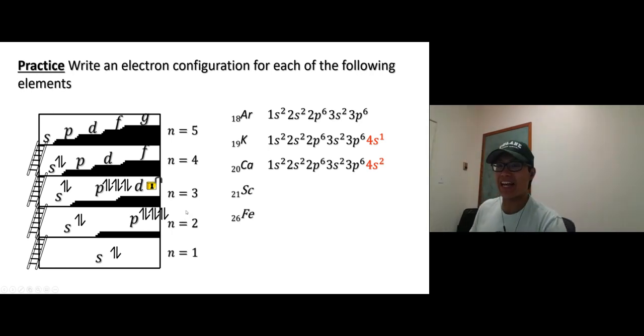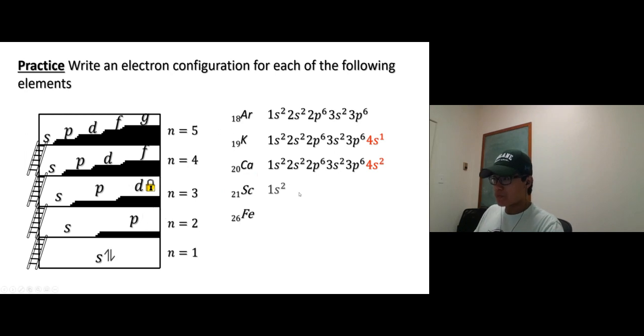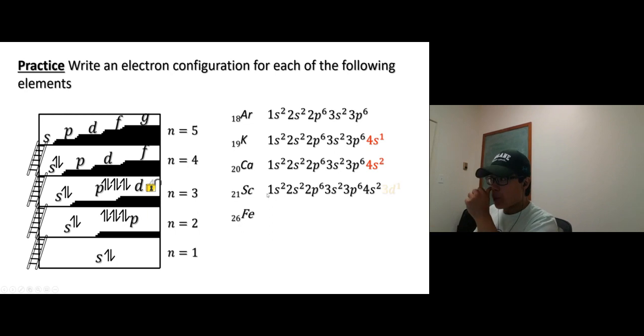It's like a quest game on the internet where you have to go find all the keys, and once you get all the stuff ready, the secret door is open. The only way to open 3d is to fill out the 4s orbital. When the 4s orbital is full, 3d is open. All right, scandium, 21, is going to be exactly like calcium. So 1s2, 2s2, 2p6, 3s2, 3p6, 4s2, and then the 3d orbital is open now. Once 4s2 is filled, you can add the last electron onto the 3d orbital. So scandium has 1 electron in the 3d orbital, 3d1.